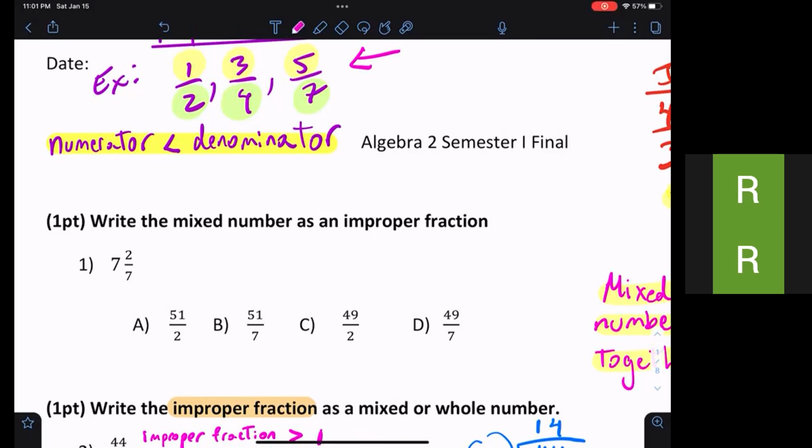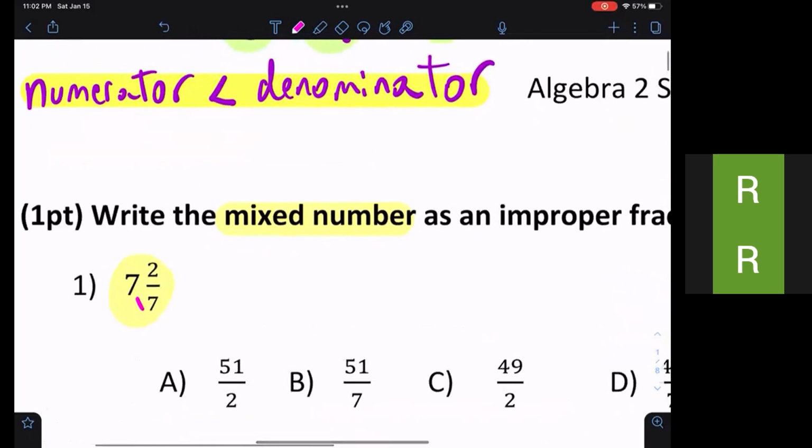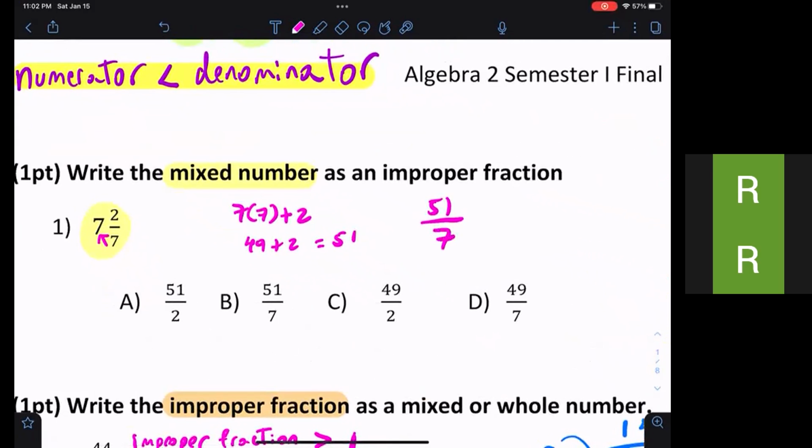So they want you to write this mixed number, this right here, as an improper fraction, right? So you know that you're gonna get a number bigger than 1 anyway. So how do you do this? Basically, these two you multiply, so that's gonna be 7 times 7 plus 2. So that's gonna be 49 plus 2, which is gonna be 51. That's it, right? That's gonna be your numerator, and your denominator is gonna remain the same. So that's gonna be 51/7, which is option B, right?